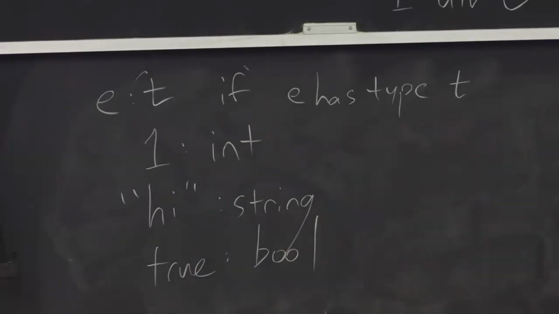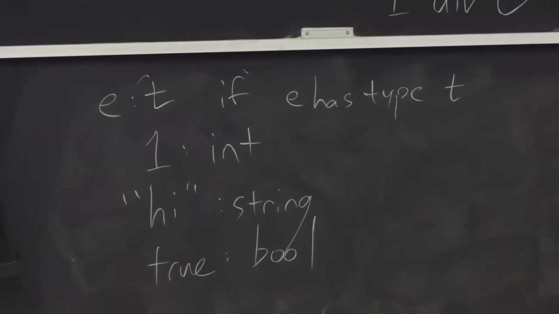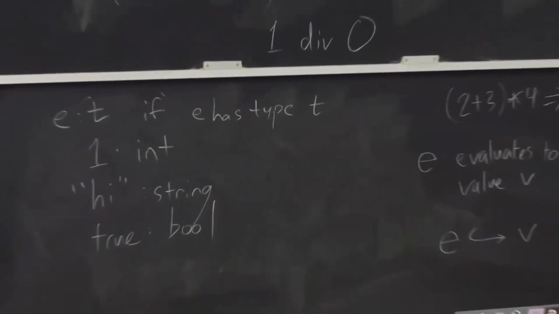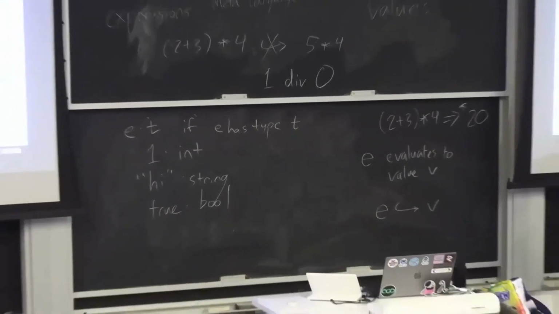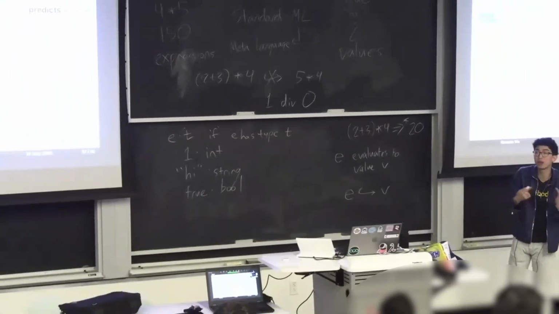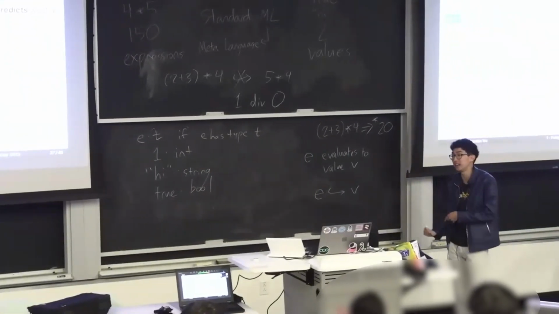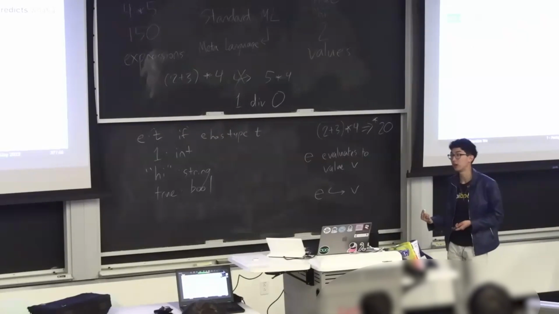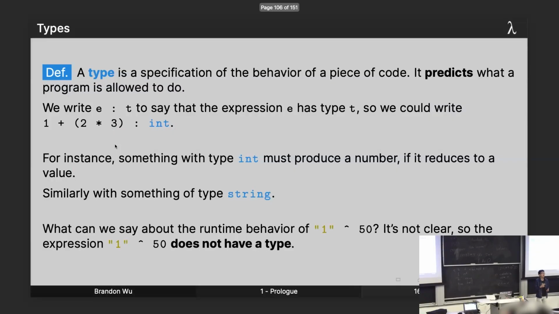Okay, these are all examples of expressions that have types. I know that if something has a type, and it produces a value, then a program of type int must produce an int. A program of type string must produce a string if it produces anything at all, because it might loop forever. I can't prevent that. But what about the runtime behavior of this one?